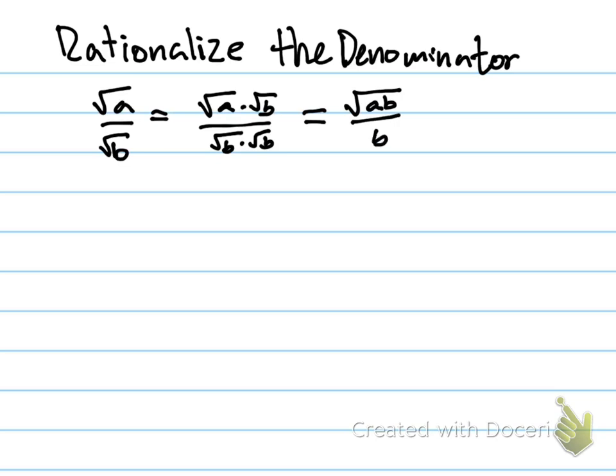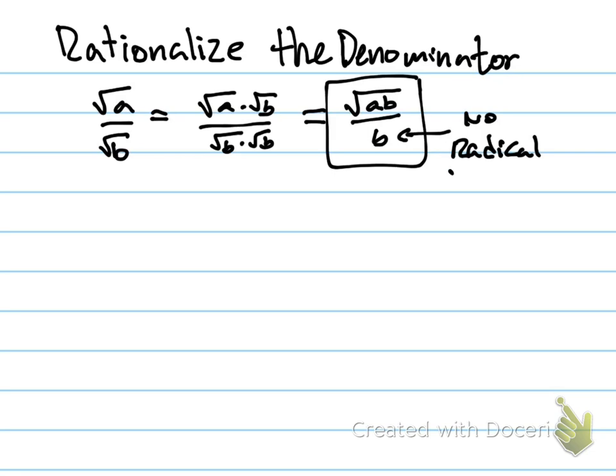This is all we're looking for. We just don't want a radical on the bottom, basically, in the denominator. That's all we're doing. All right. So it's going to be pretty straightforward.